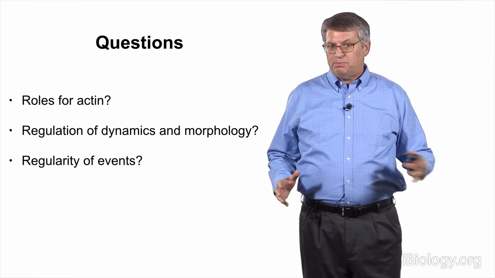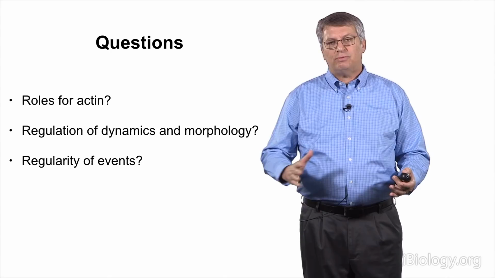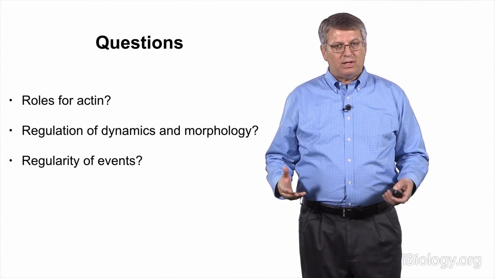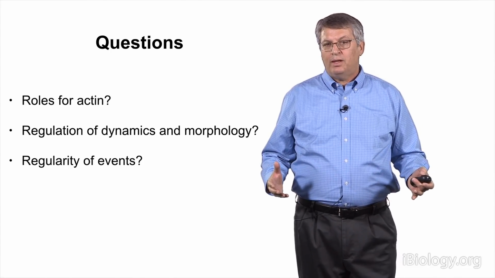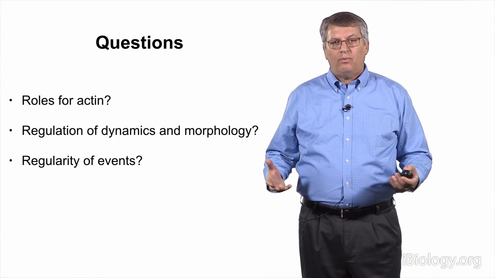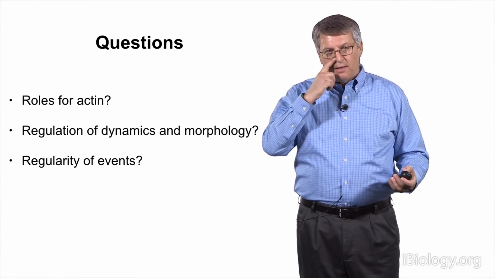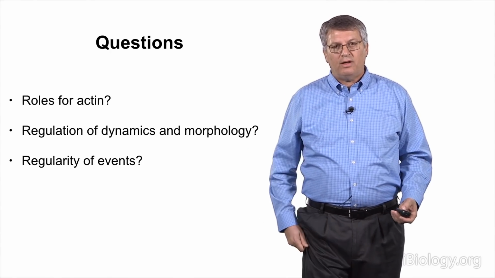One of the differences between yeast and mammalian cells is that in yeast, we initially reported that the events were very regular, whereas in mammalian cells, events were reported to be somewhat irregular, and a lot of events, it was reported, were actually abortive. They started to form an endocytic site that then never went on to form a vesicle.